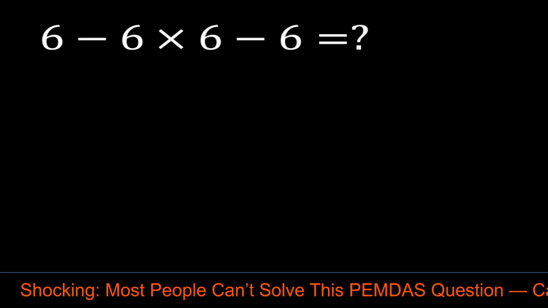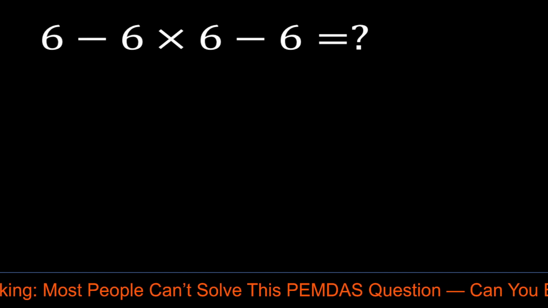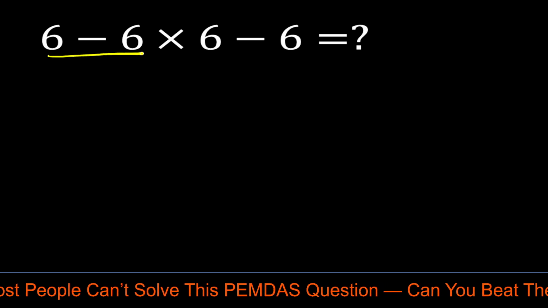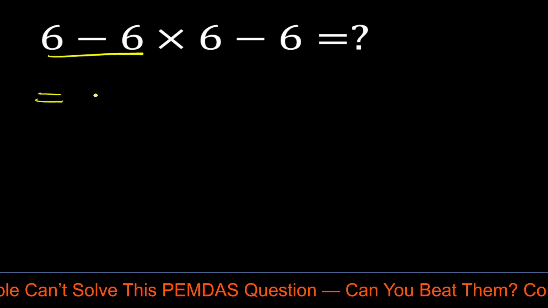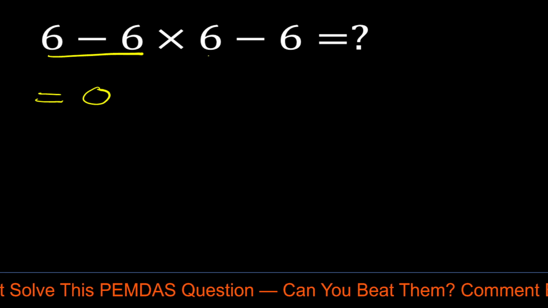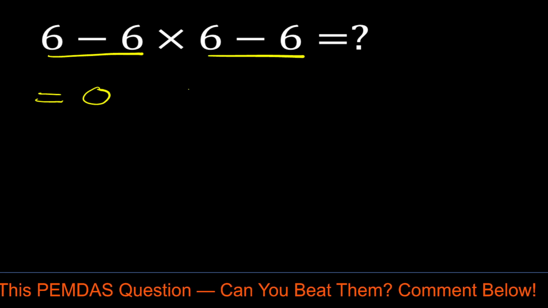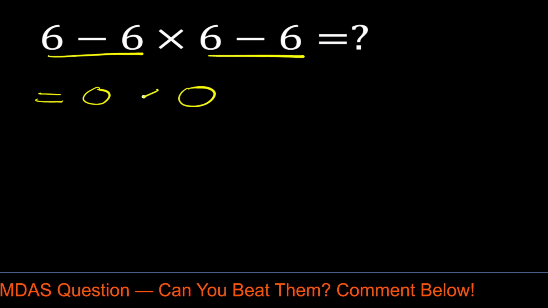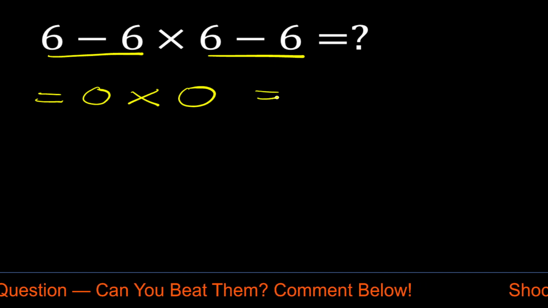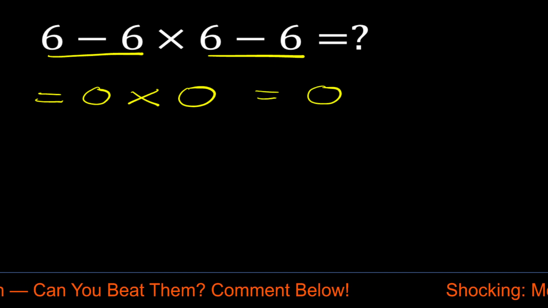So most people solve this question like 6 minus 6. So 6 minus 6 is equal to 0, right? Then again 6 minus 6. So 6 minus 6 is equal to also 0. Now 0 times 0. So 0 times 0 is equal to 0, right?